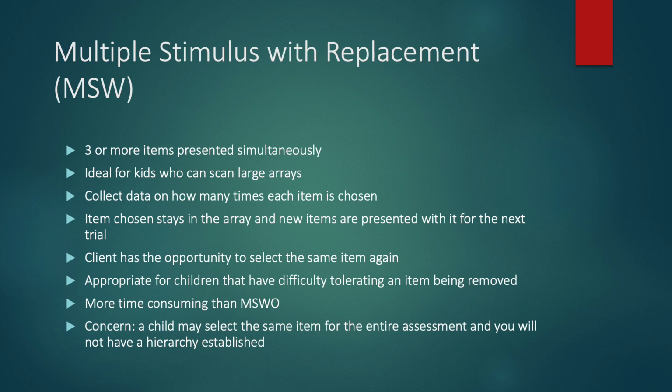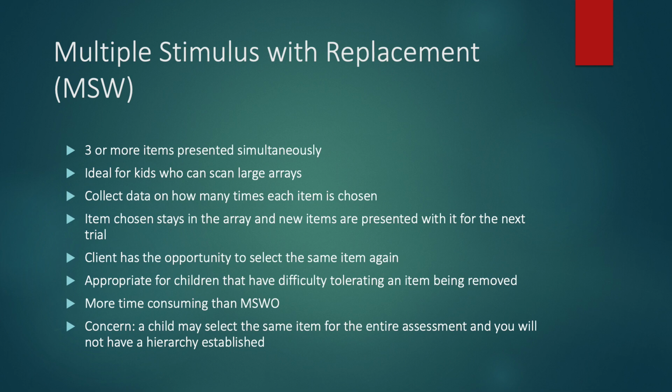Or they can make a choice from the other 2 items that are presented in front of them. Again, you can run this assessment with more than 3 items. It can be done with 4 items, 5 items, 6 items, 7 items, so on and so forth. But the key is that once the client selects an item, that item is going to be placed back into the array for them to choose from again.